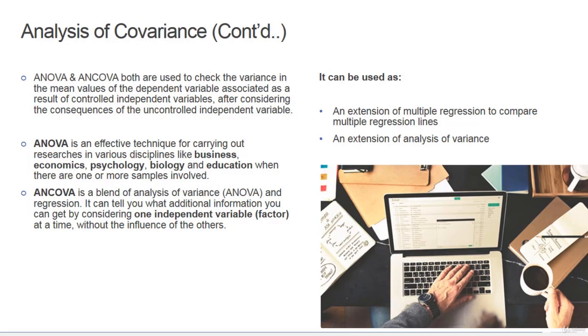In ANCOVA we have covariance, which is a blend of analysis of variance, that is ANOVA, and regression. It can tell you what additional information you can get by considering one independent variable, that is the factor, at a time without the influence of others.